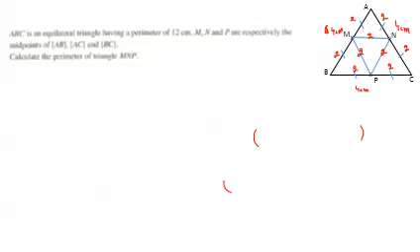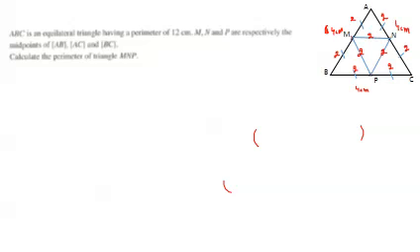Now they told us that M, N, and P are respectively the midpoints of AB, AC, and BC. So M is the midpoint of AB, N is the midpoint of AC, and P is the midpoint of BC. So now all the parts are equal, which is 2 centimeters. So this is 2, this is 2, this is 2 centimeters, and this is 2 centimeters. I hope that till now everything is clear for you.